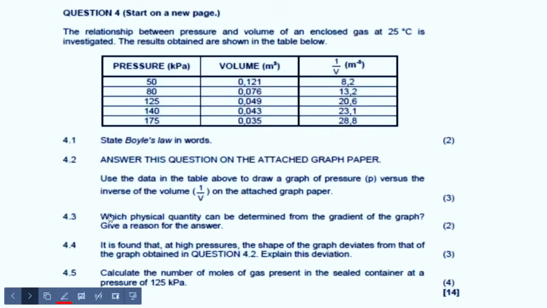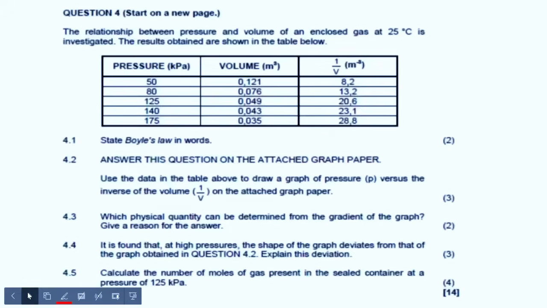Then 4.3 says, which physical quantity can be determined from the gradient of the graph? Give a reason for the answer. Now, for the gradient of the graph, we must always know that the quantity that the gradient of the graph represents is temperature, right? So the temperature is always represented by the gradient of the graph. So temperature.